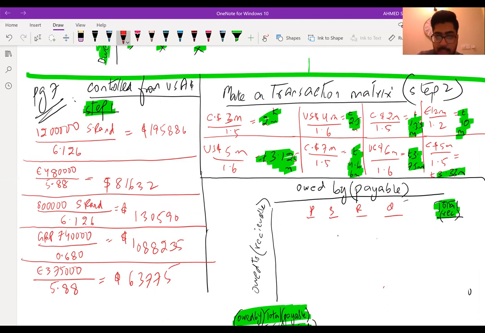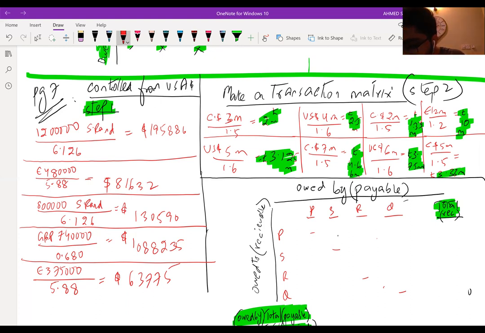The same four things should come here: P, S, R, and Q. No transaction between P to P, S to S, R to R, Q to Q. They won't trade with themselves. I can't pay and receive to myself. No transaction between P and P, S and S, R and R, and Q and Q.